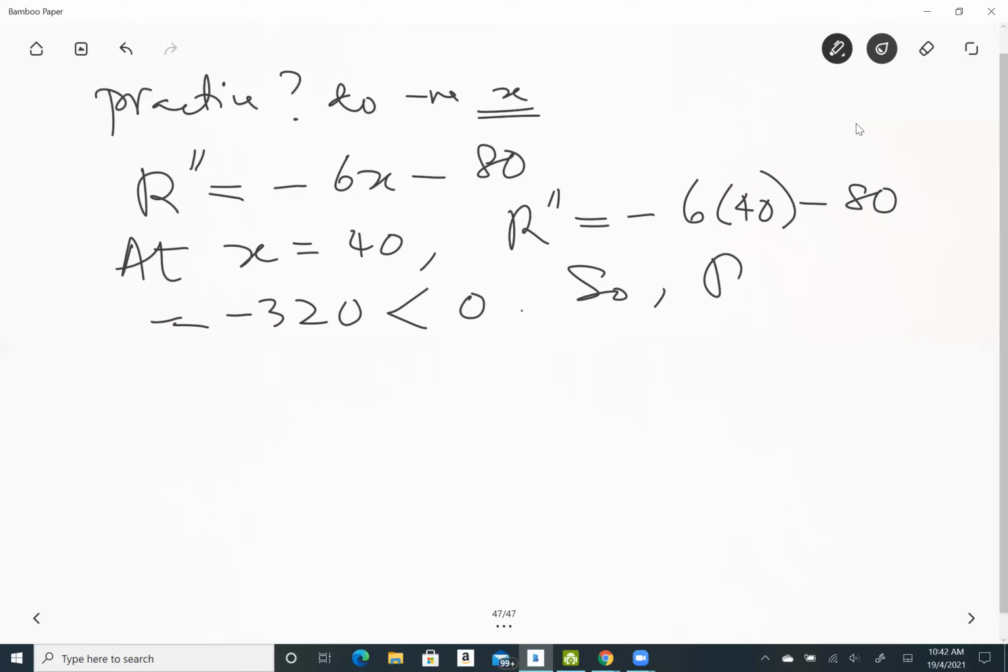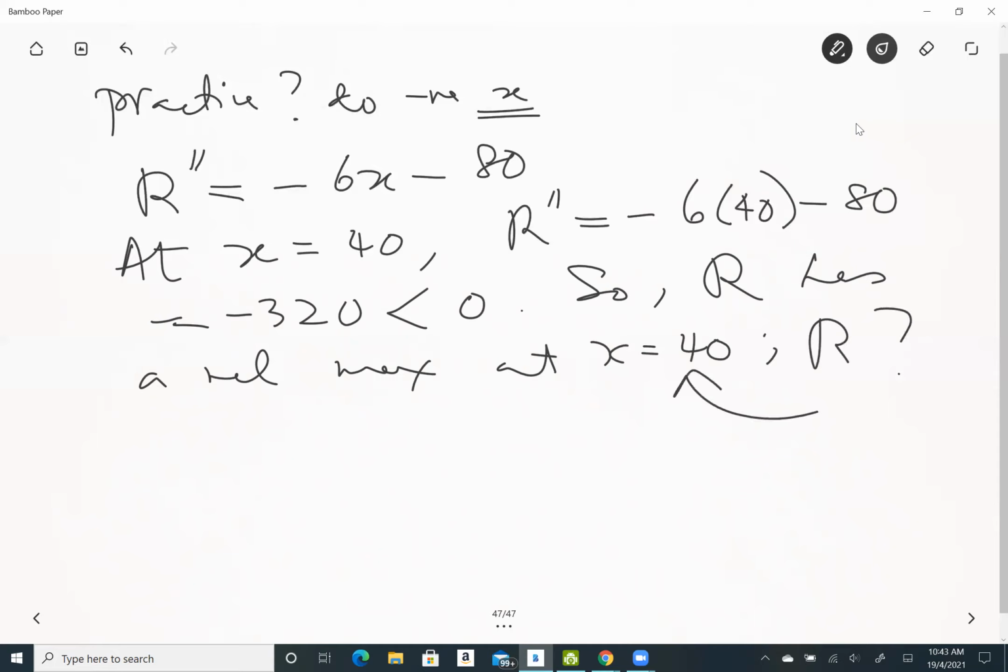So what is our conclusion? Revenue has a relative maximum at x equal to 40. Now you have to find what the r is at x equal to 40. That will be our critical point, and that critical point is the maximum point. At x equal to 40, the revenue is equal to 192,000. So we just determine it at x equal to 40.